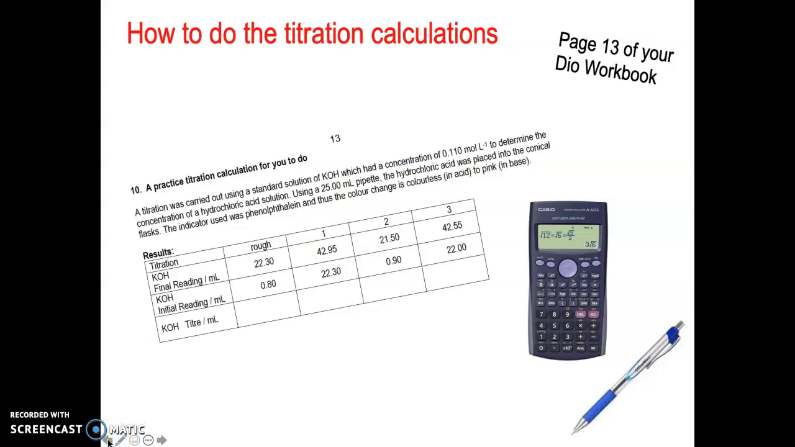On page 13 of your DIO workbook, you've got a practice calculation to do, and this video will take you through each step on how to do those calculations. The first set of calculations you need to do is to work out the volume used for each of these titers. Firstly for the rough, and then for your first accurate titration, followed by the second and third.